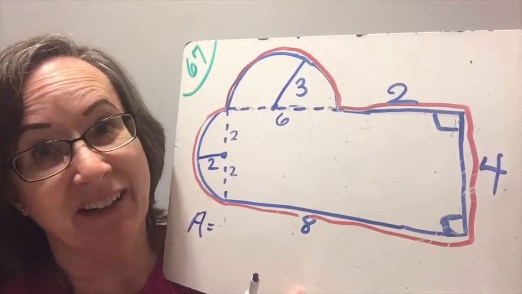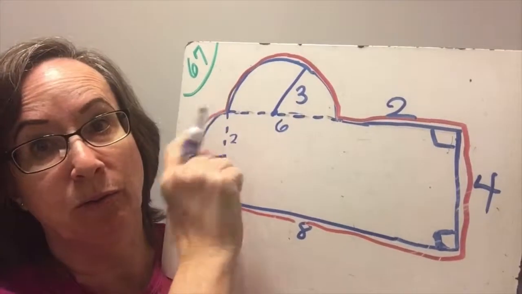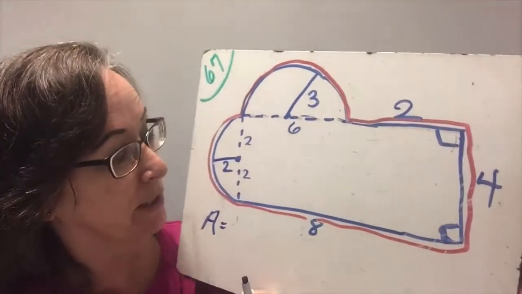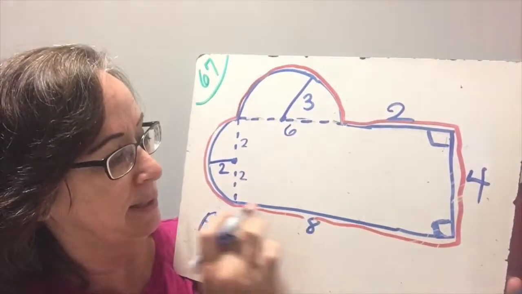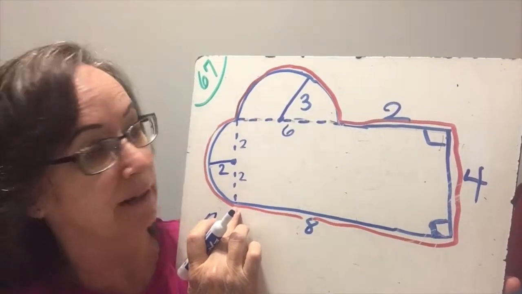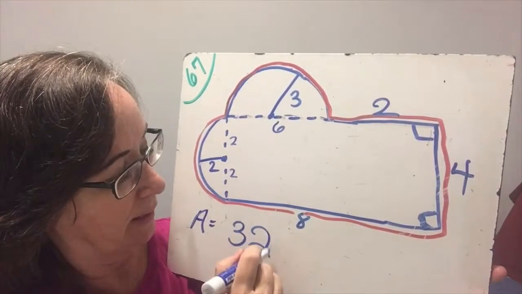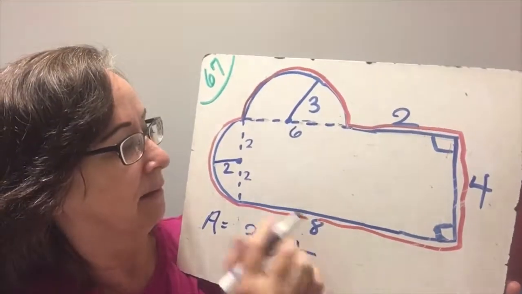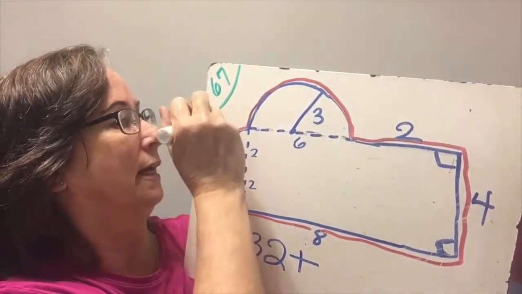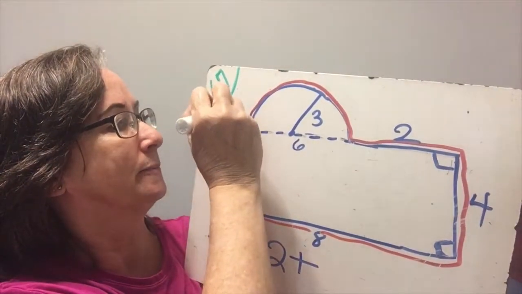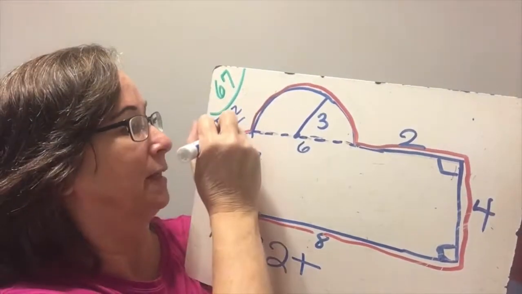And our figure is already separated into a rectangle and 2 semicircles. So that's what we're going to do. The area of the rectangle is just 4 times 8 because the area of a rectangle is length times width. So 4 times 8 is 32 plus the area of this circle. Now remember, the area of a whole circle is pi r squared. So this one is pi r squared divided by 2.